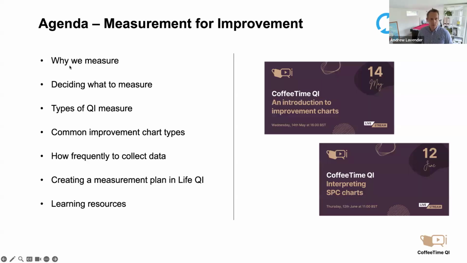But for today, we're looking at the agenda on the left-hand side. Firstly, we're going to have a quick look at why we measure things in improvement work. Obviously pretty fundamental. We're going to look at how we decide what to measure, and the different types of measure you might come across in QI. We'll briefly touch on common improvement chart types. That's really just an introduction to the next webinar on the 14th of May, which goes more in depth on that. We will also look at how frequently we might want to collect data in your measurement. We will also create a quick measurement plan in Life QI together before wrapping up with some learning resources and any questions.